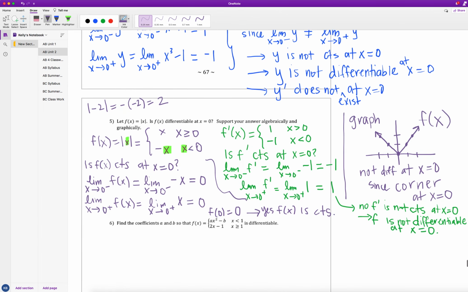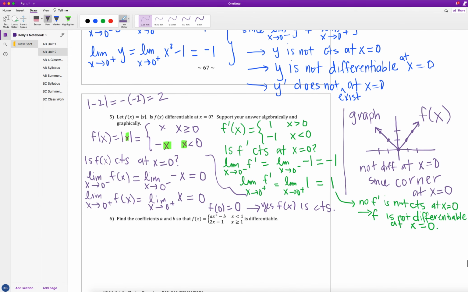Okay, I want us to look at one more type of example here. So in example 6, it's a little different. It says find the coefficients a and b. So a and b are coefficients on this x squared and this constant term. So a and b are real numbers that we're looking for, so that f of x, this piecewise function here, is differentiable. Well, we get to work a little bit backwards here. They want us to find the two numbers so that this function is differentiable.